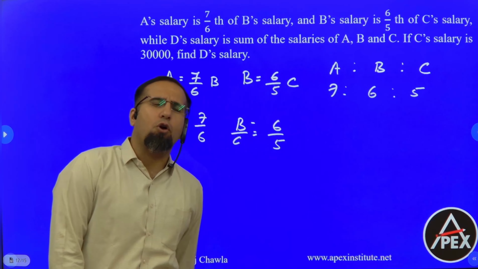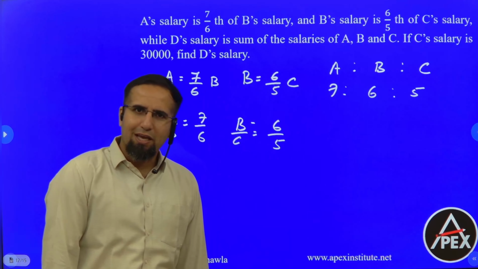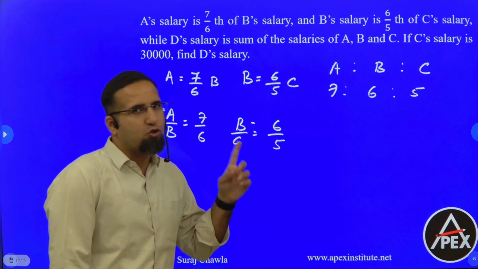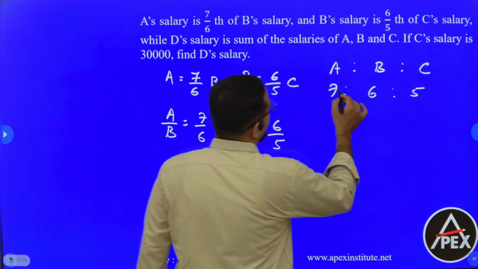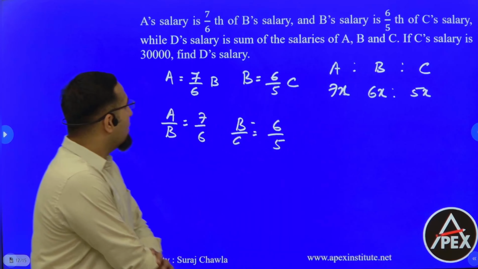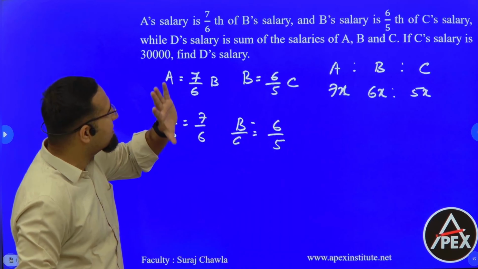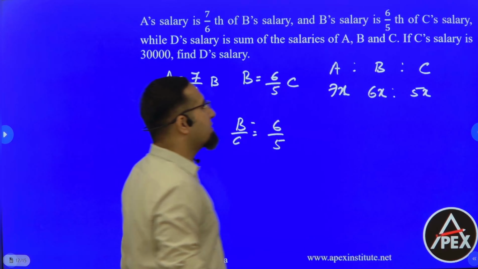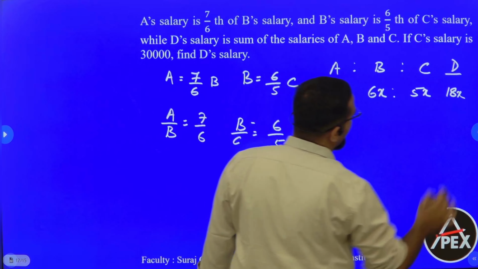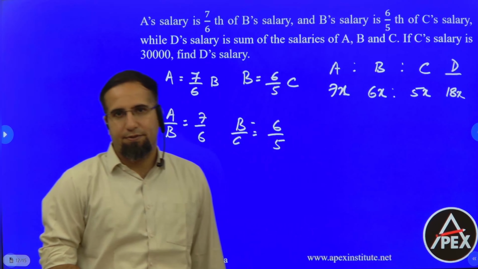Now the total is not given to us. Okay. When the total is not given to us, the best method is going to be ratios to actual value method. So therefore let us write this as 7x, 6x and 5x. Now the question says D's salary is the sum of all of them. So what is the salary of D? 7 plus 6 is 13, 13 plus 5 is 18. So the value of D is going to be 18x.